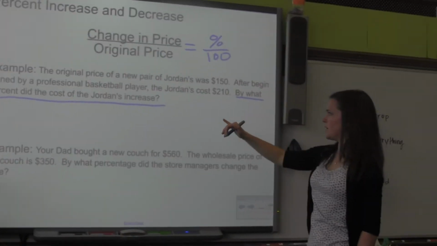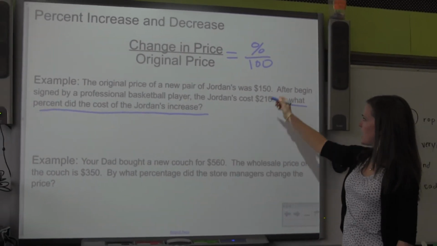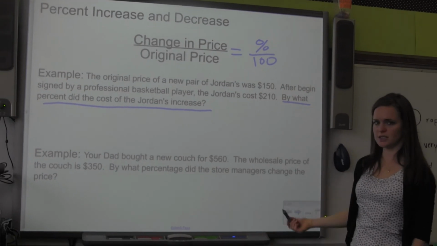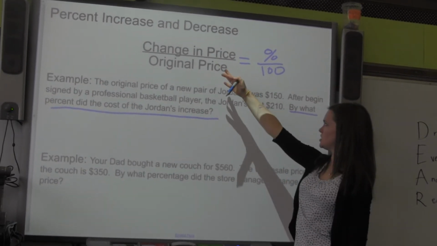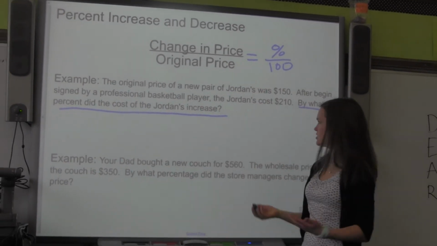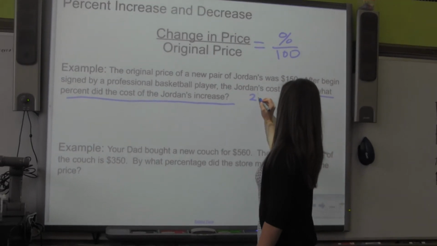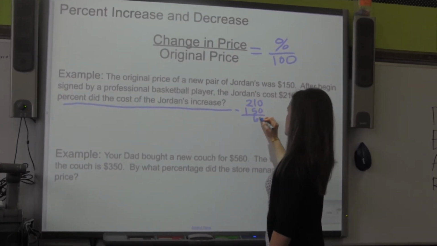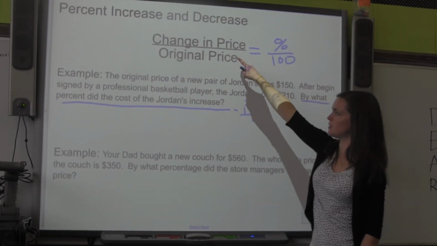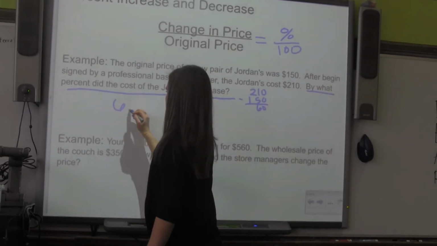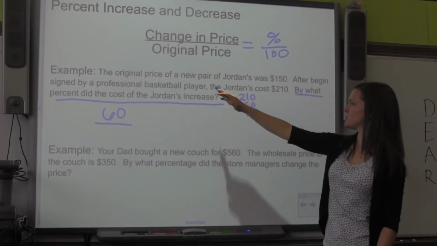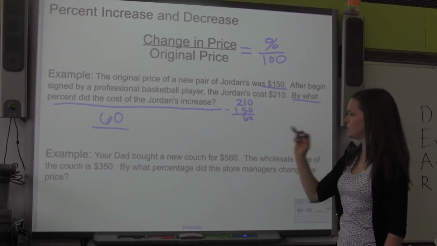So in this problem, I have Jordans increasing in price from $150 to $210. So that means the change in price is $60. I just got that by subtracting 210 minus 150. So $60 is my change. So that's going to go on the top of this ratio, $60. My original cost, the original price of the new pair, was $150.